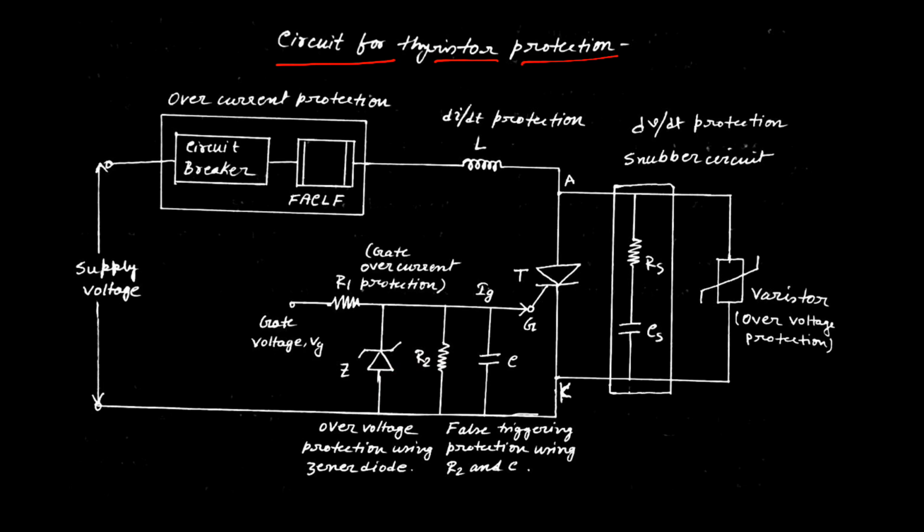So this is the overall protection circuit of the thyristor. That means when we are using this kind of power switch for any power electronic application or any circuit for designing of a converter, this kind of protection circuit must be given to protect a single switch or single SCR. Okay? So, thank you.